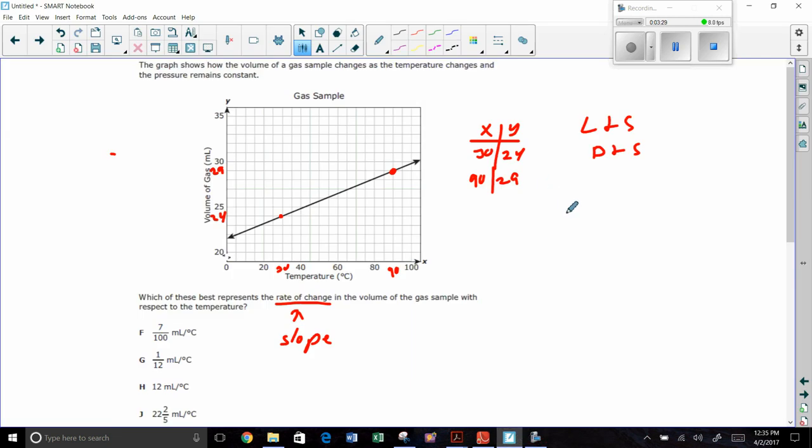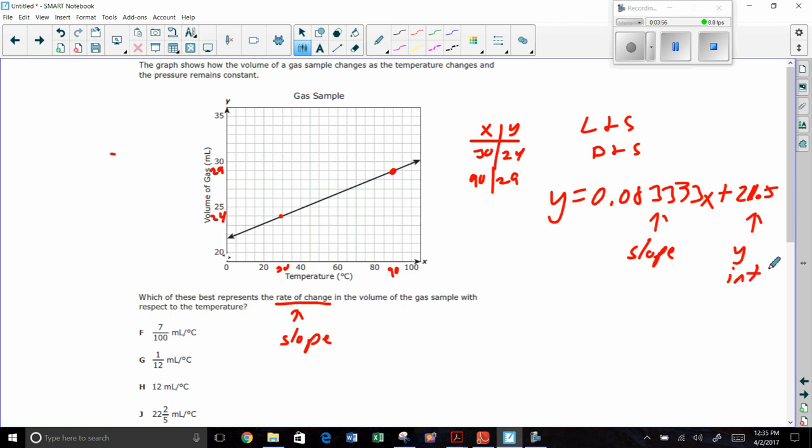So that answer was Y is equal to 0.08333 X plus 21.5. Okay, so now that I have my two numbers, oh, this needs an X right there. The number with the X, that is our slope. The number by itself at the back, that is the y-intercept. They want the rate of change or our slope, so this is my answer.